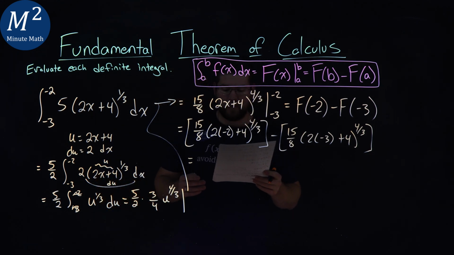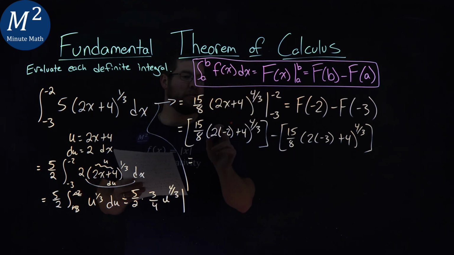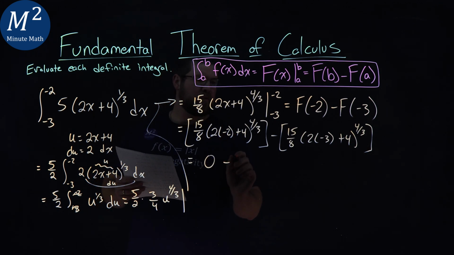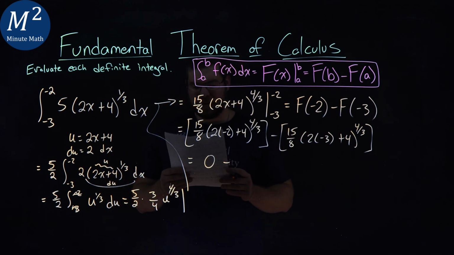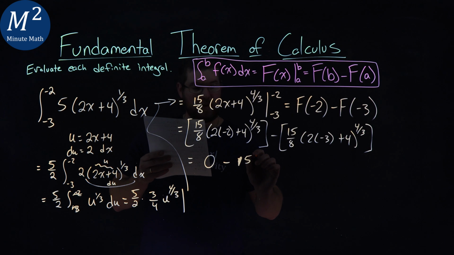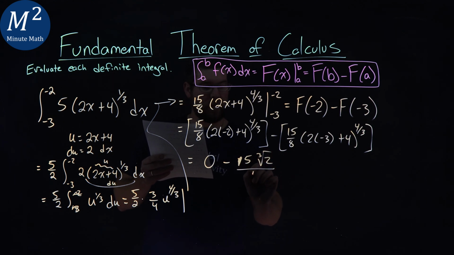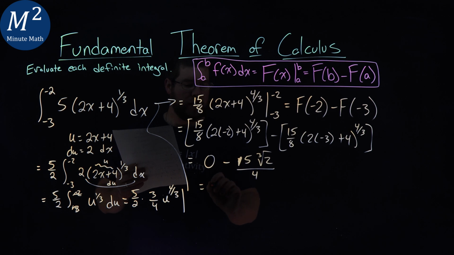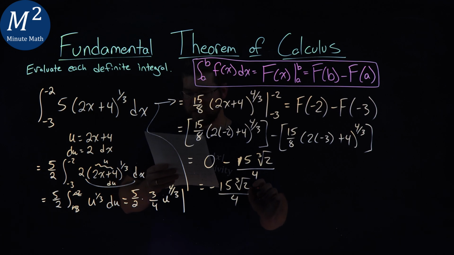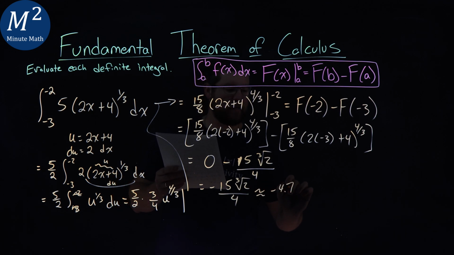Luckily I've done the hard work for you here. When we plug -2 into our function, it comes out to be good old 0. That's kind of easy to see. Subtracted by, we plug -3 into our function, it comes out to be approximately 4.725, which is actually 15 times the cube root of 2 over 4. Well, 0 minus that is just -15 cube root of 2 over 4, which is approximately that -4.725 I have here.